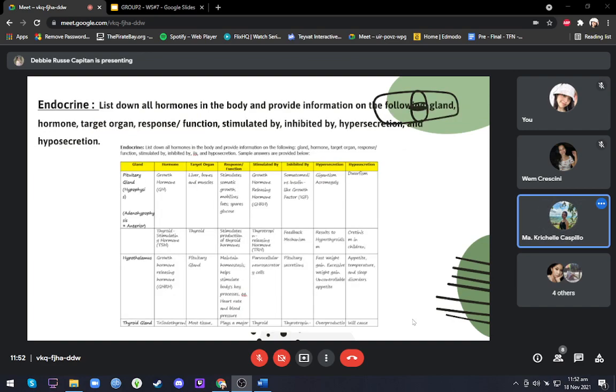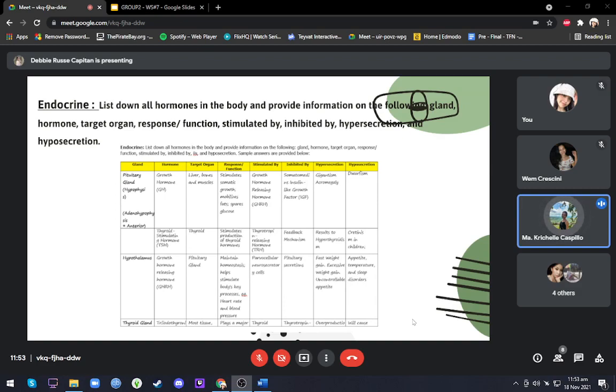Next, endocrine lists all the hormones in the body and provides information on the following: gland, hormone, target organ, response or function, stimulated by, inhibited by, hypersecretion, and hyposecretion. First is the pituitary gland. Its hormone is the growth hormone. Target organs: liver, bones, and muscle. Response or function: it stimulates somatic growth, mobilizes fats, and spares glucose.